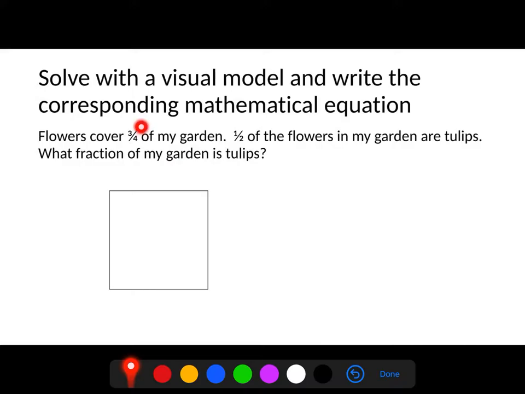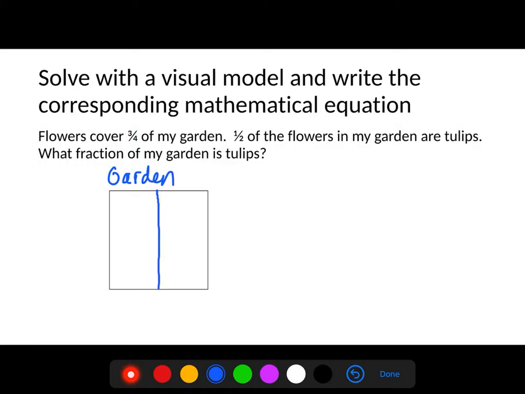So then I have to decide, am I going to do 3/4 or 1/2? Well, this rectangle represents my garden. So which fraction is talking about the garden? 3/4 of a garden as opposed to 1/2 of the flowers. I don't know where the flowers are yet, so I can't deal with half of the flowers. So I start with 3/4 of my garden.